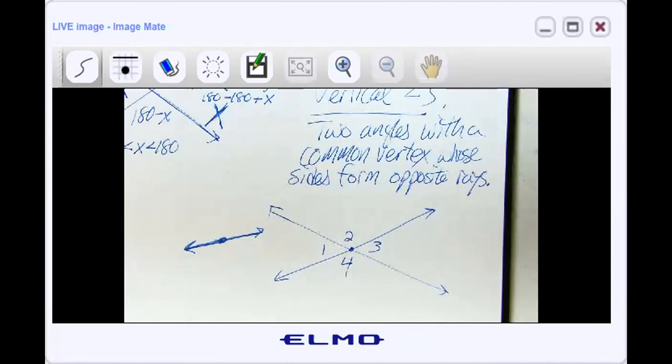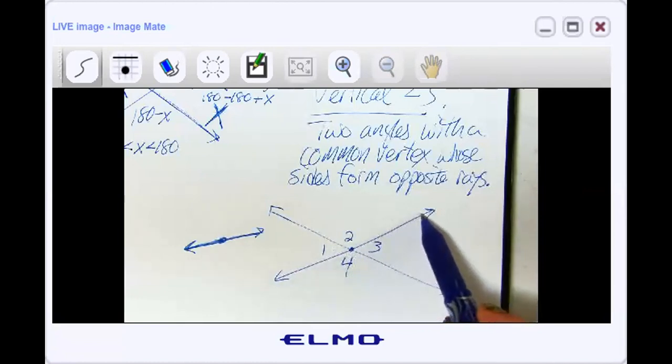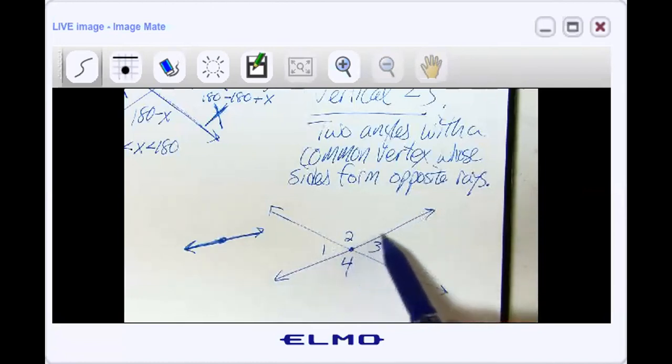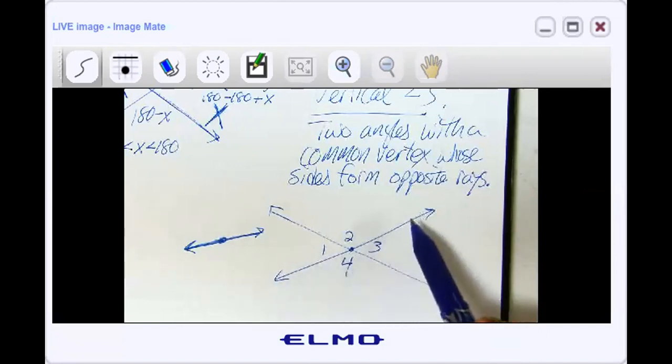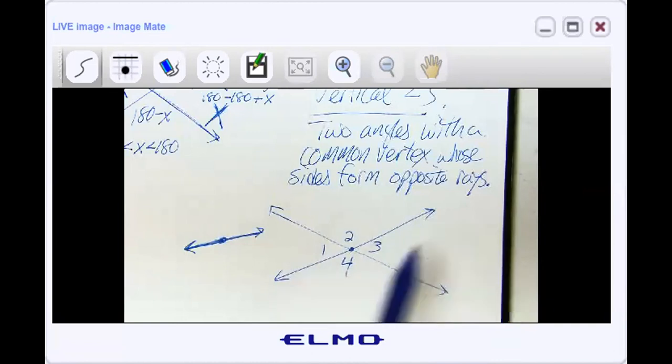All right, so let's see if angles 1 and 3 actually do that. So if I take a look, here's the side of 1, and yeah, it does make an opposite ray with one of the sides from angle 3. So see how these two together make a straight line? And then I just check and make sure that it's happening on the other side too. So here's the other side of angle 1. Yep, runs right into the other side of angle 3. They absolutely do form opposite rays.